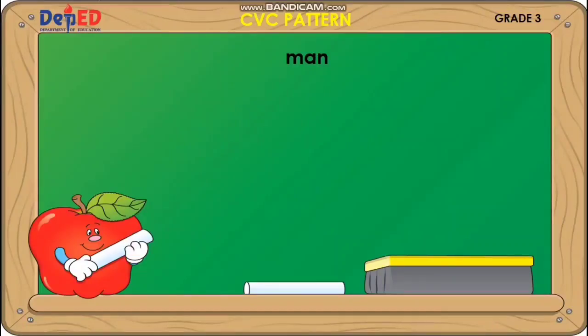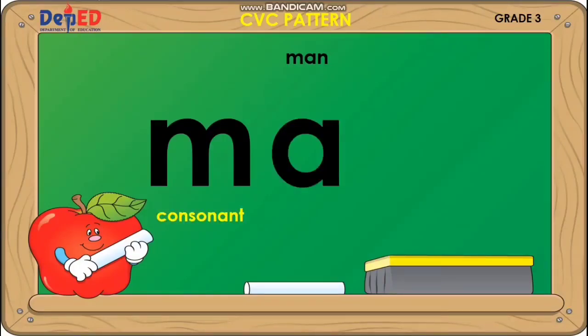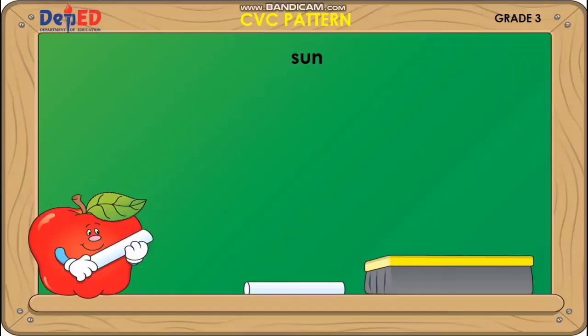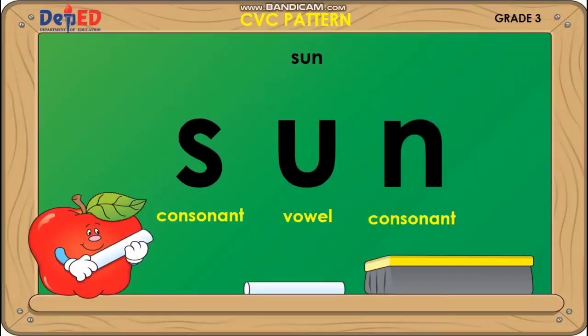Next word, man. Man is spelled M. M is a consonant letter. A is a vowel letter. And N is a consonant letter. That is why the word man is a CVC word. Next word, sun. S is a consonant letter. U is a vowel letter. And N is a consonant letter. That's why the word sun is a CVC word.